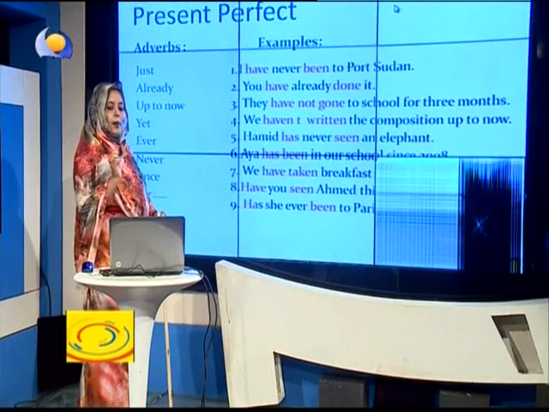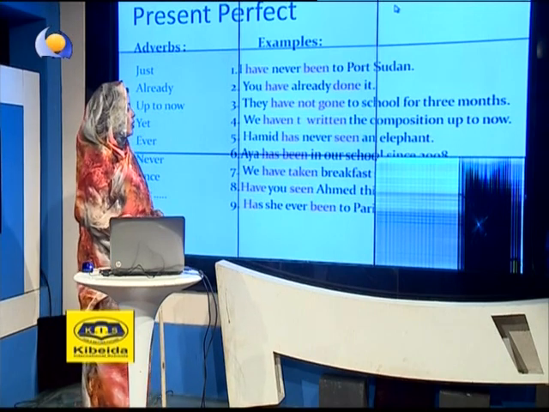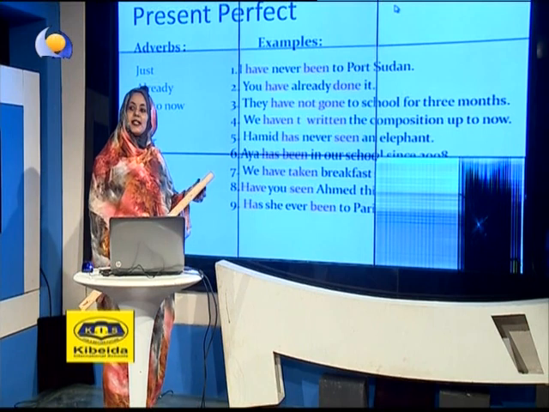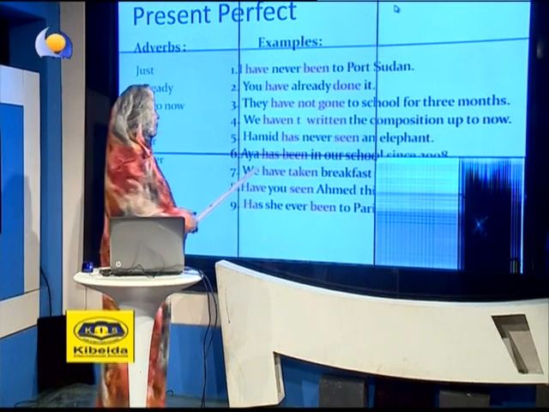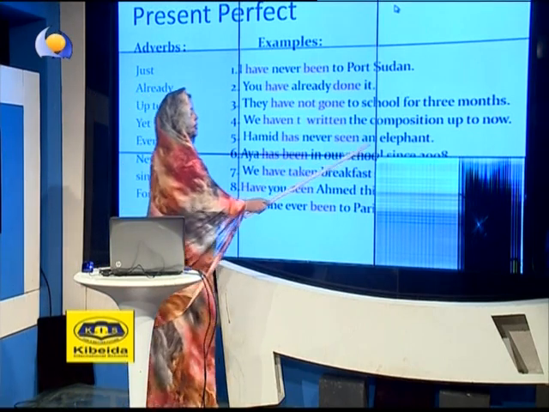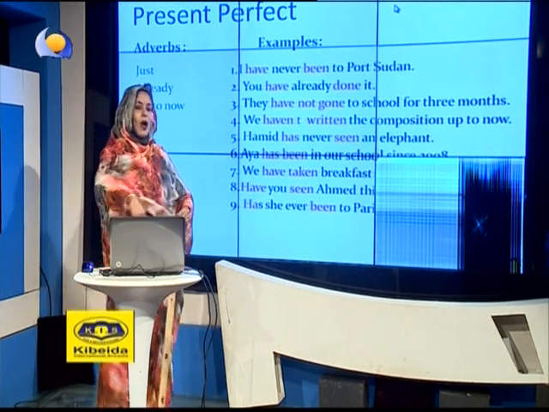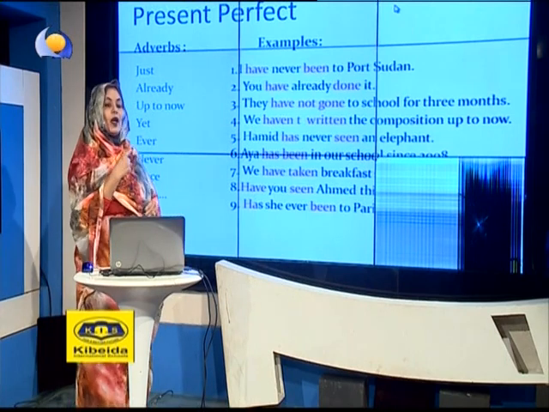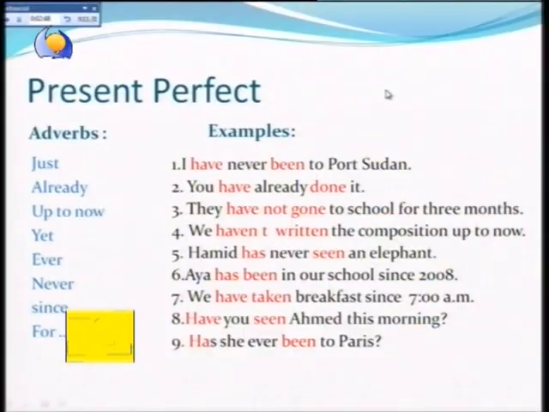Now I would like to stop a little with the two words since and for and the use of them. You use the word since when you are mentioning the date on which you have done that action. For example, here we have Aya has been in our school since 2008. Since 2008 up to now, Aya is in our school. If I want to rephrase this sentence, we are in 2020. She joined our school in 2008. So these are 12 years.